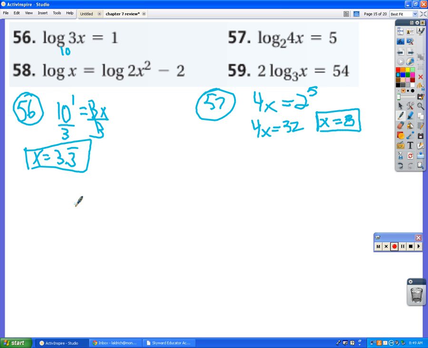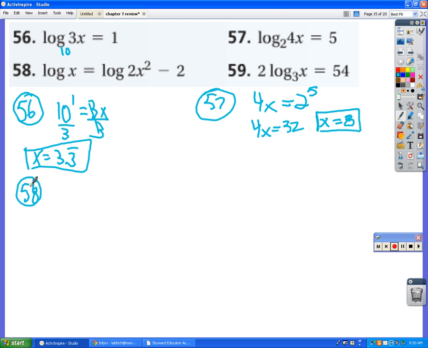All right, now 58. This is hard. Yeah, this is a challenge, okay? Because you got logs on both sides. So you can be legitimately frustrated by that, yeah.